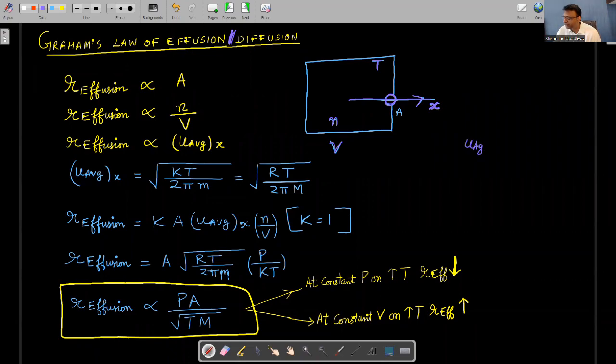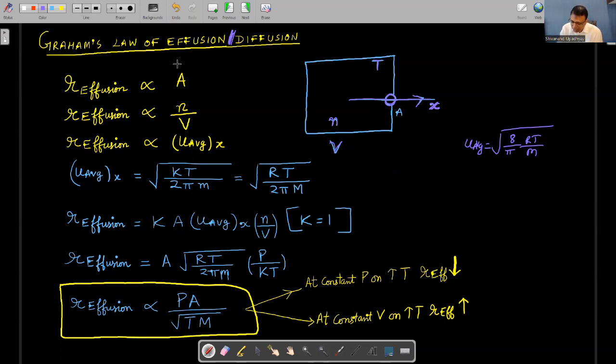We are using U average is equal to under root 8 upon pi RT by M. So here it is in a particular direction. All things will be same, meaning temperature and molar mass will be same, only the constant will change, right? So here they have written U average in a particular direction as RT upon 2 pi M.